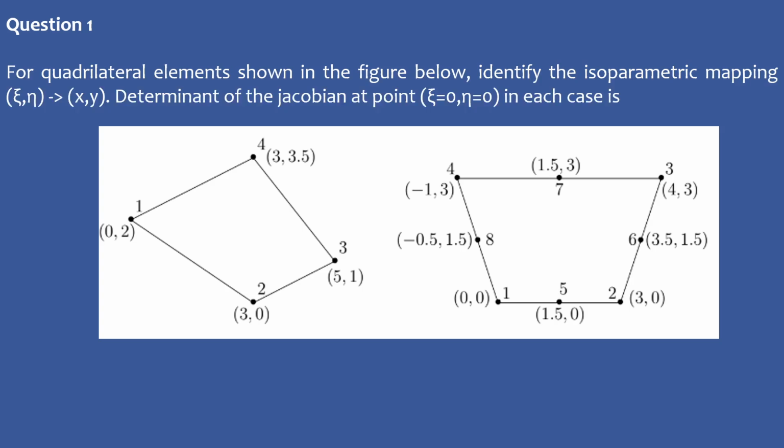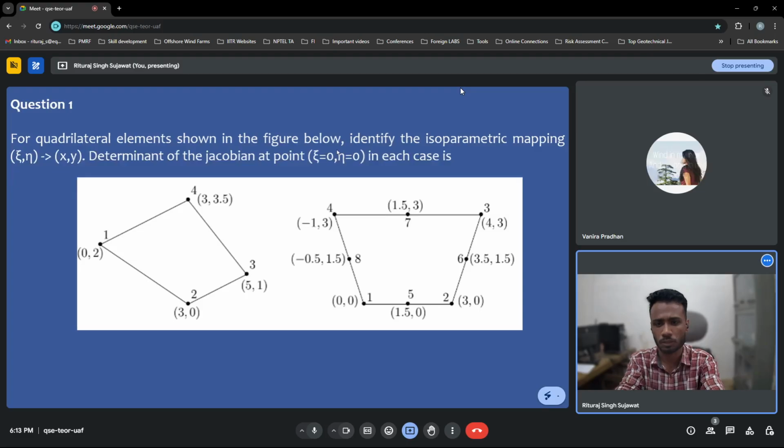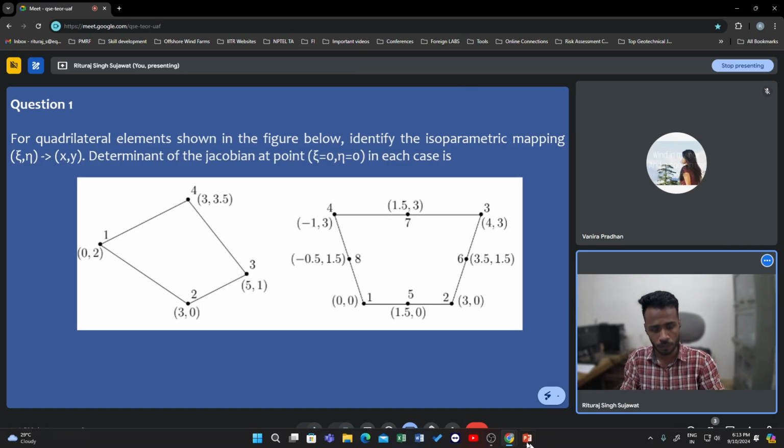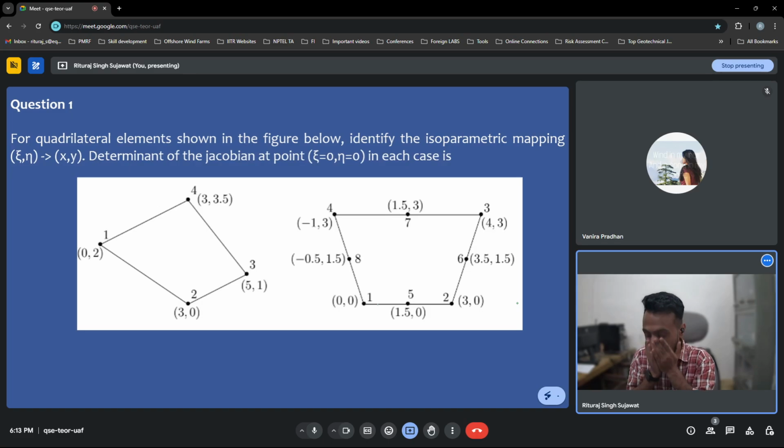In front of you, you have two quadrilateral elements given here, and you need to determine the Jacobian at point xi equals 0 and eta equals 0 in each case. Please start with this part. The first one is the 4 noded element, and the other one is the 8 noded serendipity element.